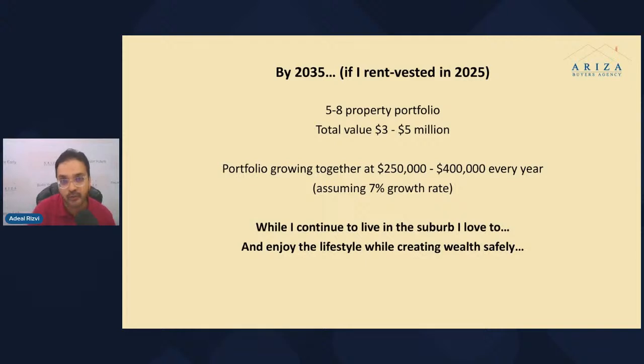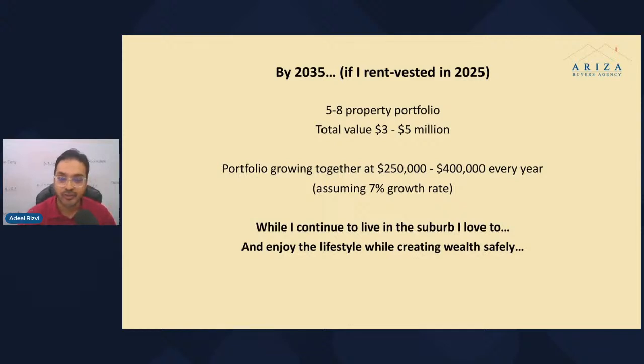Your portfolio at that point, from 2035, should be growing anywhere from $300 to $400,000 every single year just by holding on to them. And I'm assuming a very average 7% growth rate over here. It's all about finding those right assets, taking 5 or 6 years to buy them, and then holding on to them for another 5-10 years. That is how the leverage starts kicking in.